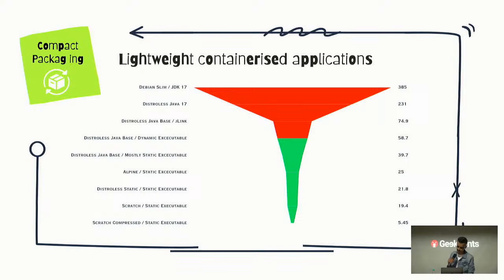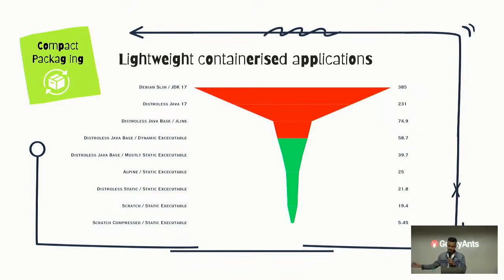And next they tried distroless Java base with JLink, and again the size got reduced to 74.9 MB. Followed by that, you can see 58.7. So that was the minimum possible size of your jar.